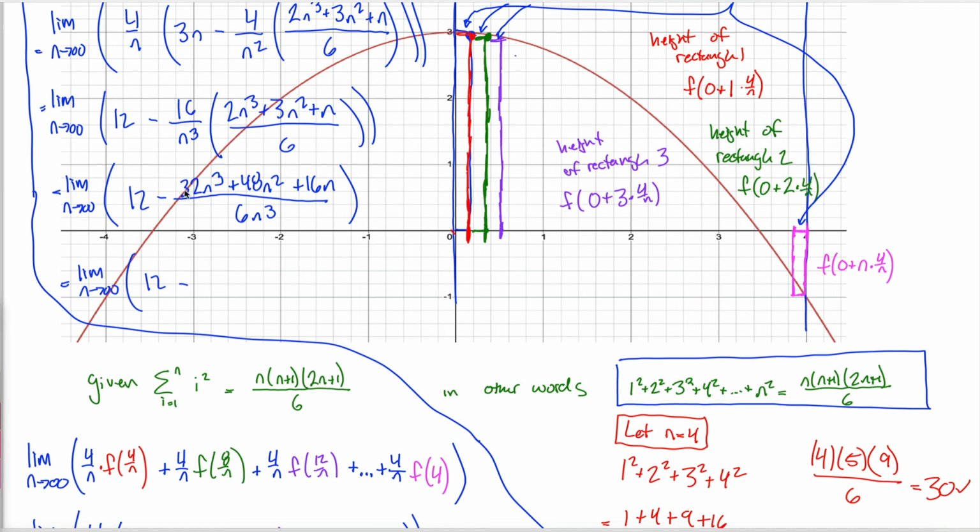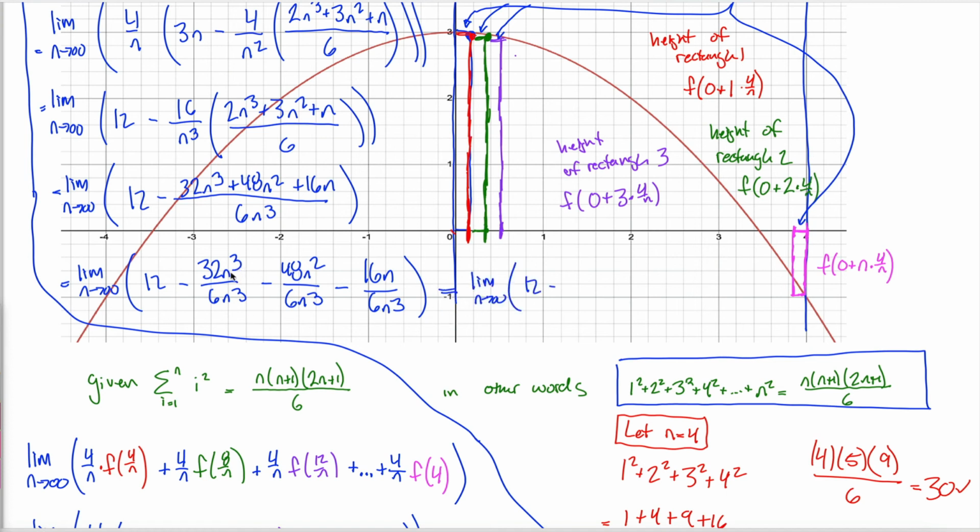So I have negative 32n cubed over 6n cubed, and then I have negative 48n squared over 6n cubed, and then I have negative 16n over 6n cubed. I've gotten rid of all of my parentheses except for the last one, this limit. Let me do one more step of algebra and then we'll evaluate this limit.